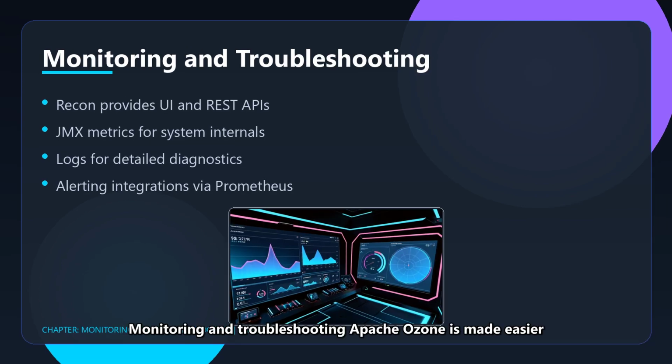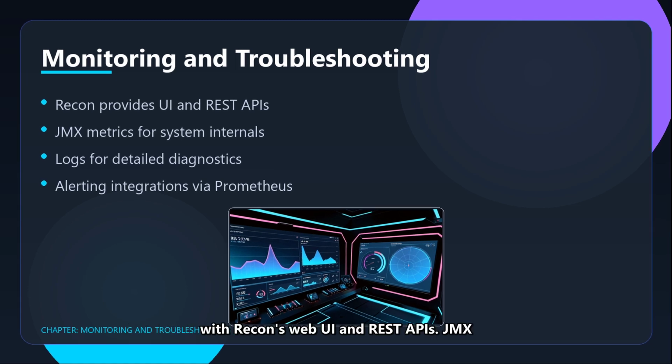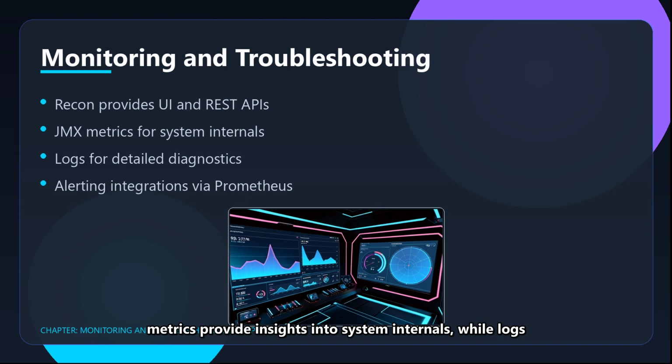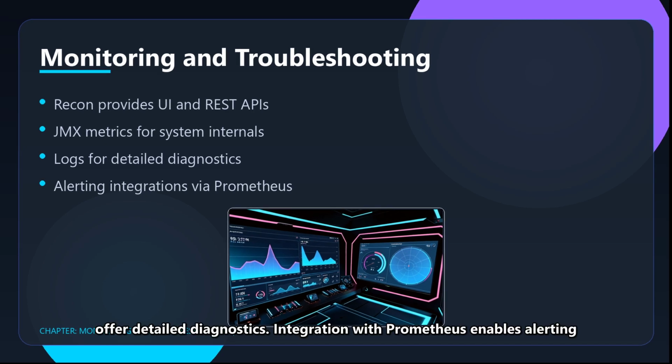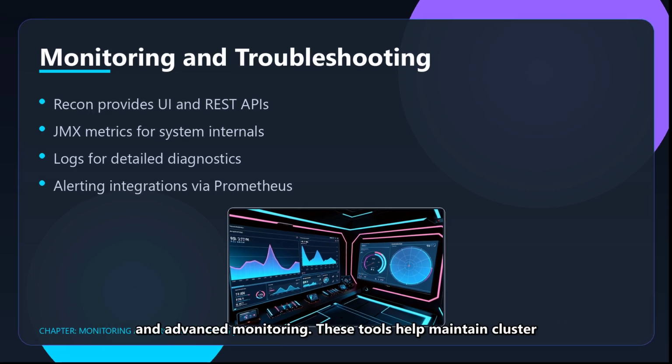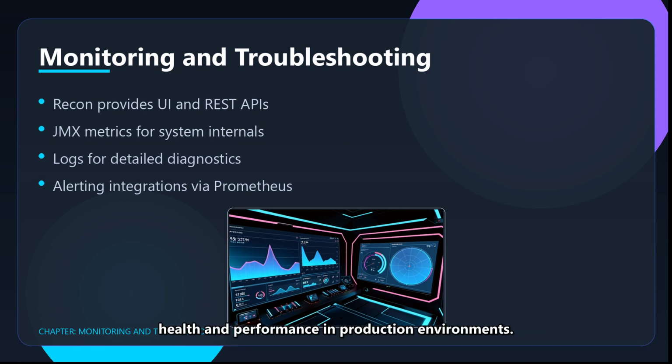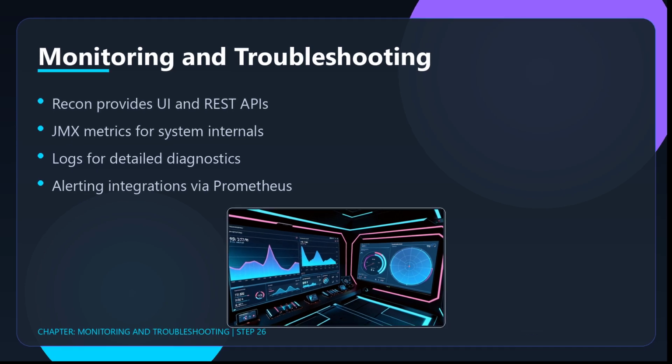Monitoring and troubleshooting Apache Ozone is made easier with Recon's web UI and REST APIs. JMX metrics provide insights into system internals, while logs offer detailed diagnostics. Integration with Prometheus enables alerting and advanced monitoring. These tools help maintain cluster health and performance in production environments.